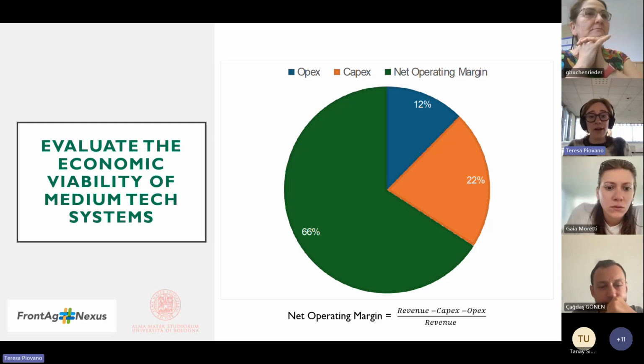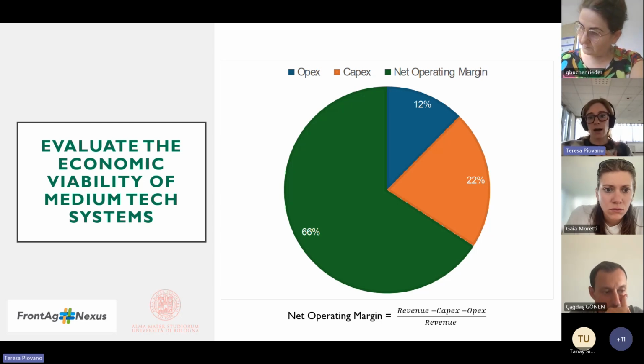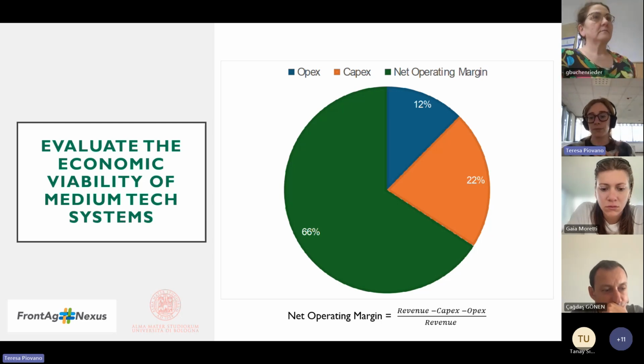So as we can see from the graph in this simulation, our net operating margin, so what we have, our profit, just not taking into account taxes, is 66%. So I know that in this case, my production will be definitely positive. So my production will cover my costs.